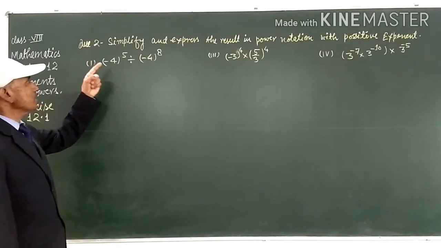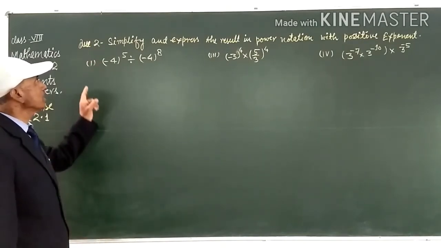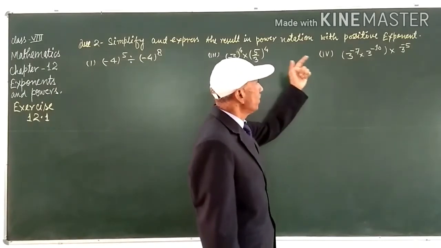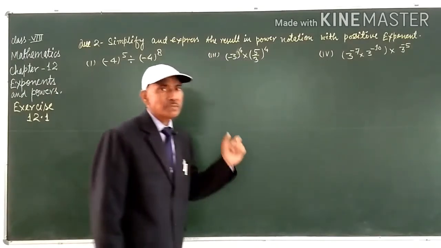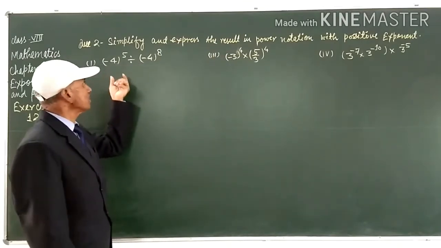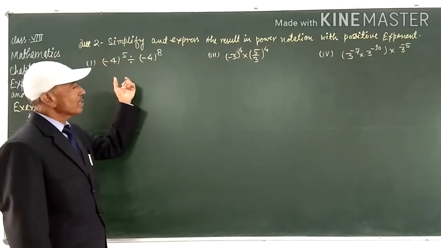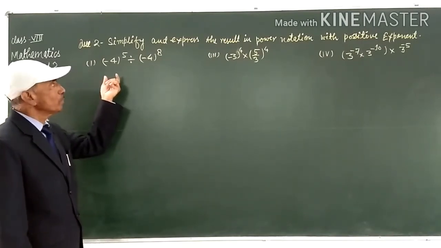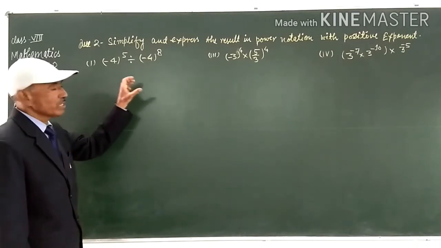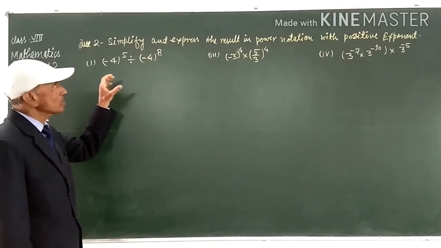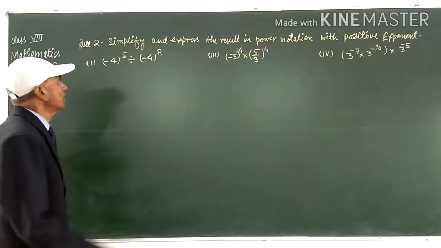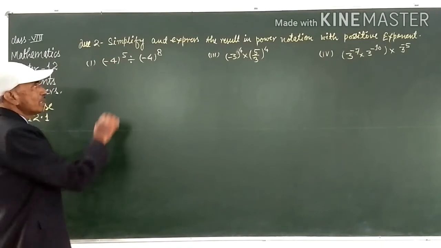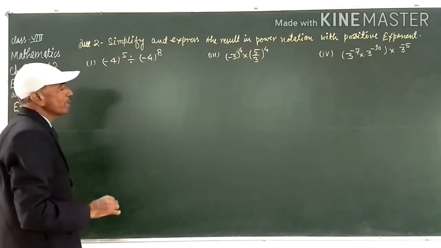Students, this is question number 2, and in this question: simplify and express the result in power notation with positive exponents. First of all, we have to solve or simplify these, and we have to write in exponential form with positive exponents. We will write this in power notation, students, and its exponent will be positive. So the first question is -4 to the power 5 divided by -4 to the power 8.